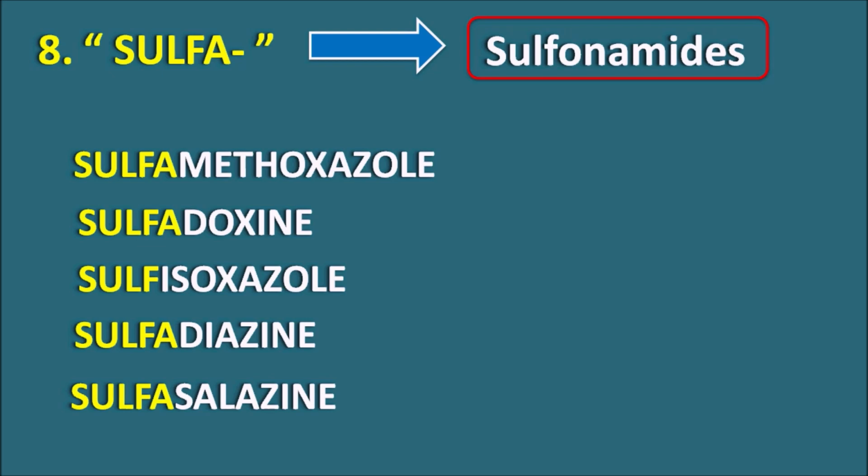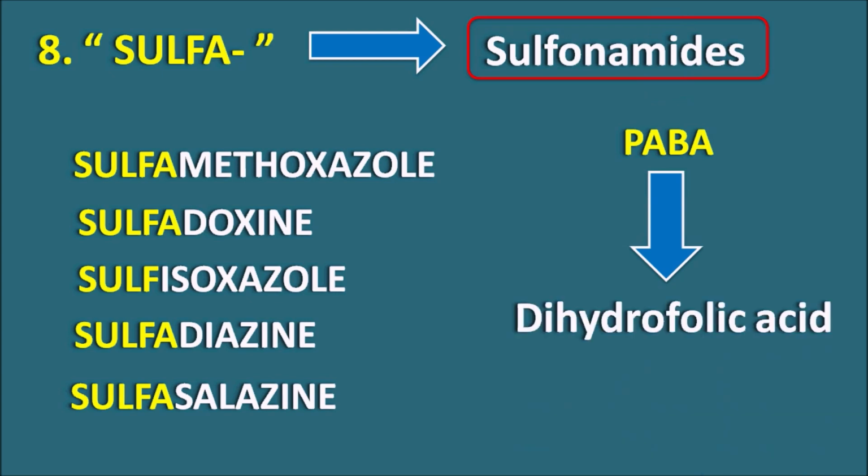And sulfasalazine is a prodrug which is used in the chronic inflammatory bowel disorders. How are these sulfonamides going to act? Within the bacteria, PABA, the para-aminobenzoic acid, is going to be converted into dihydrofolic acid by a two-step process which is carried by the dihydropteroate synthase enzyme. So this enzyme is going to be blocked by sulfonamides. So sulfonamides are going to inhibit the conversion of the PABA into dihydrofolic acid.